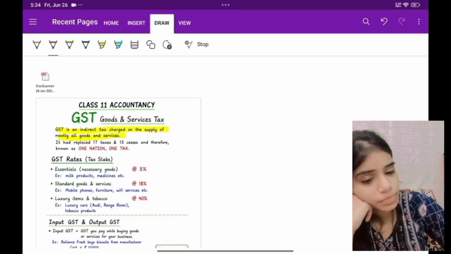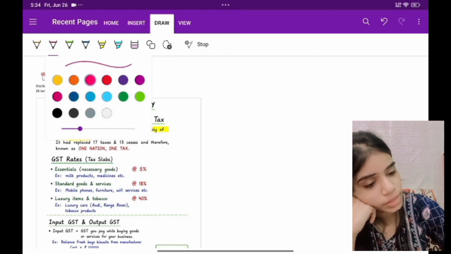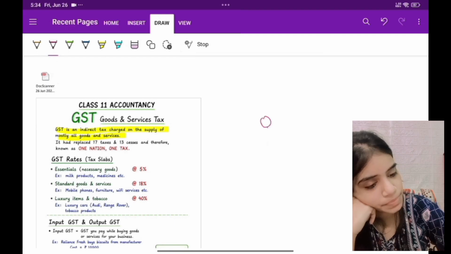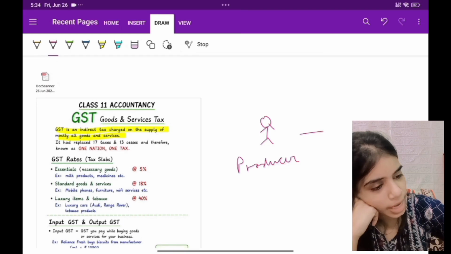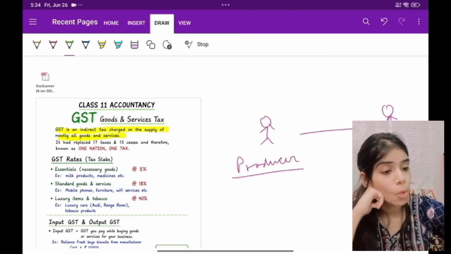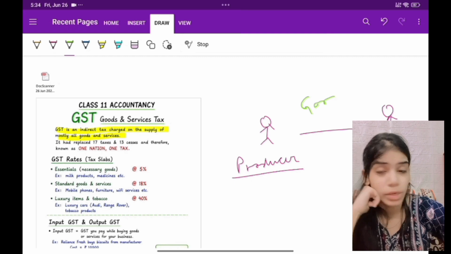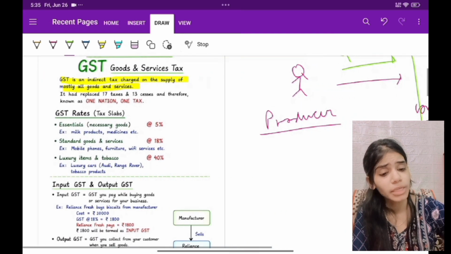Now, see, for instance, this is a producer and this is our consumer. Now GST will be charged when goods will move from producer to consumer. Now let's move further and talk about some very important things.